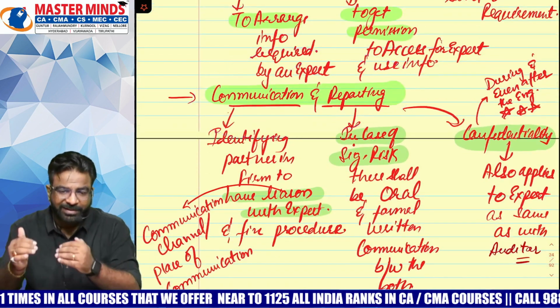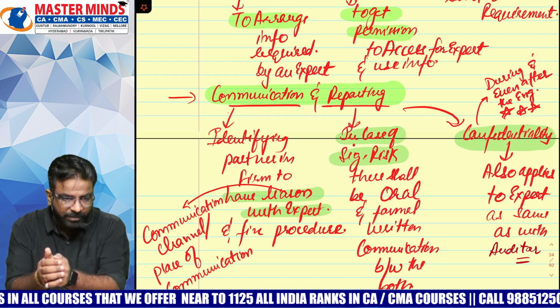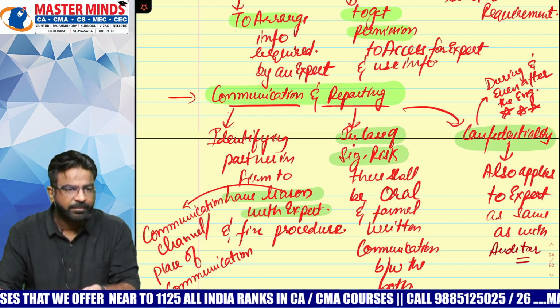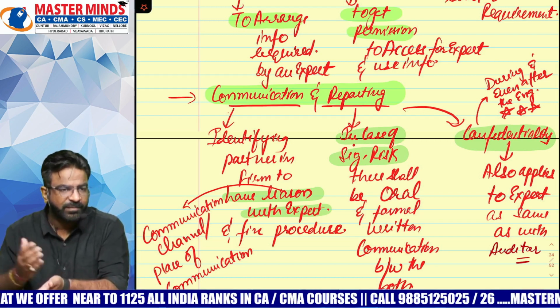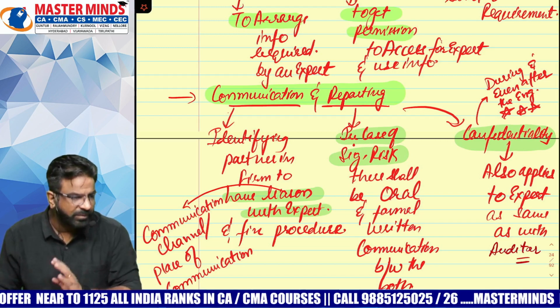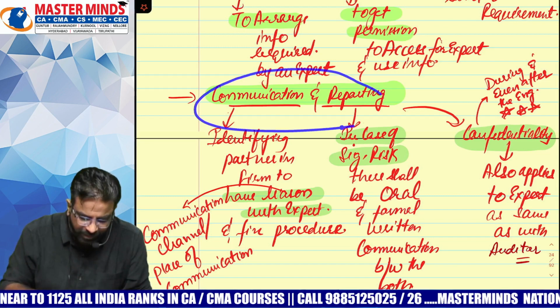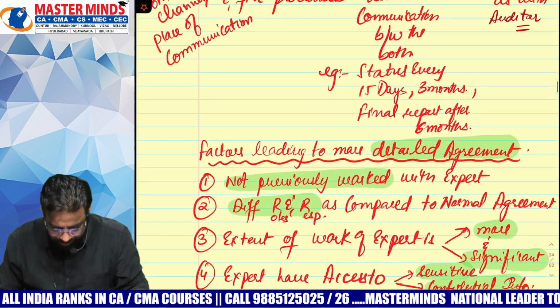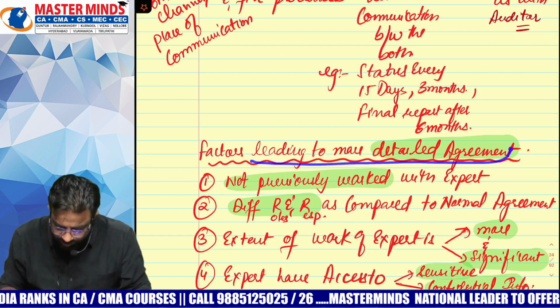Next one, communication and what? Reporting. What are the timings you and I will meet? How we will meet? Our communication should be oral or in writing. What are the dates of communication? Weekly we have to meet or monthly we have to meet. All that will be decided under what? Communication and reporting. Am I correct? Next one, factors leading to the more detailed engagement.